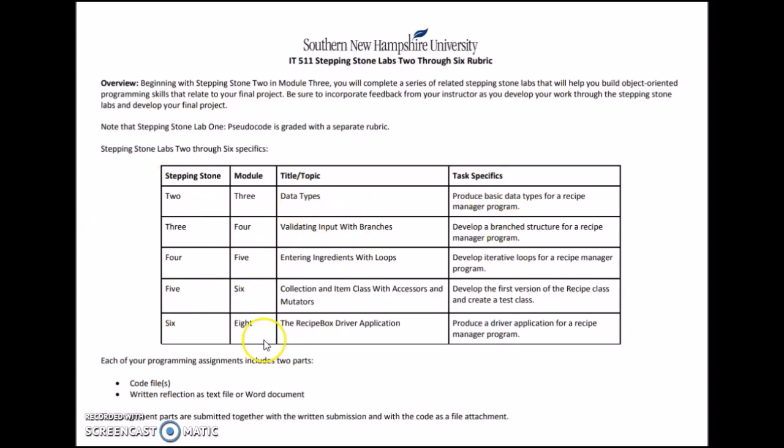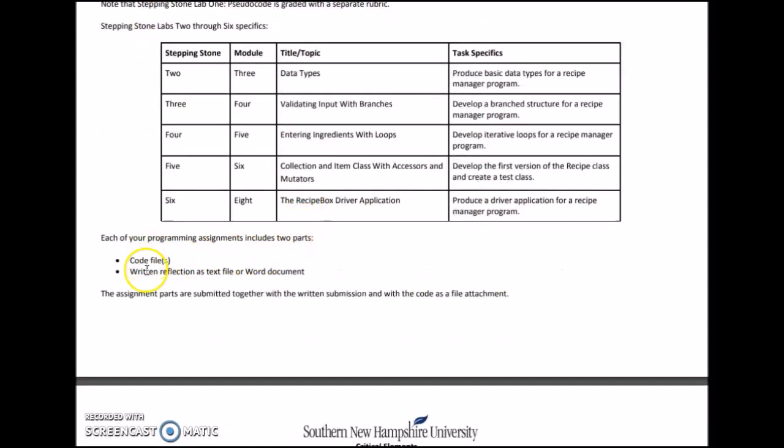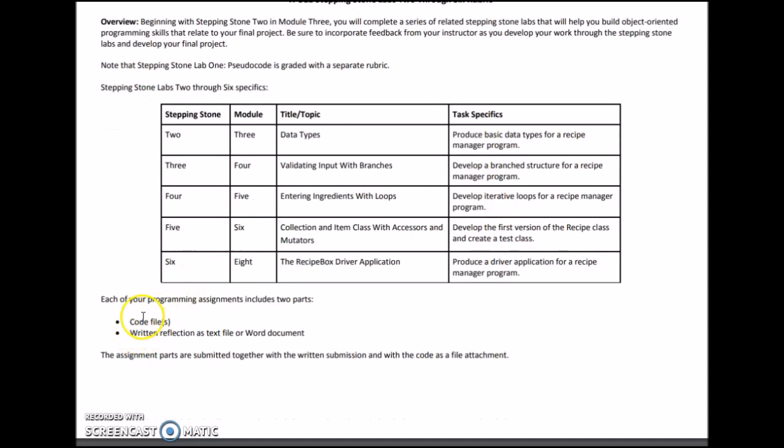So you can see that here in this table. It also mentions that you're going to need to submit two things for every stepping stone lab from 2 to 6. You're going to be submitting the code. In this case, for stepping stone lab 2, you'll be submitting the .java file, the modified template that's given for stepping stone lab 2, ingredient calculator.java. So you'll be submitting that completed code. And the second part you'll need to submit is the written reflection as a text file or Word document.